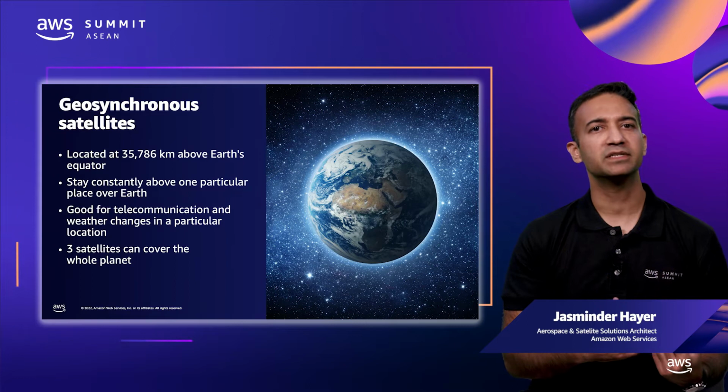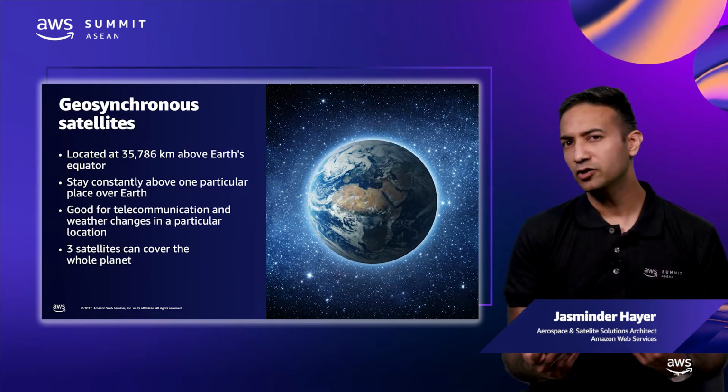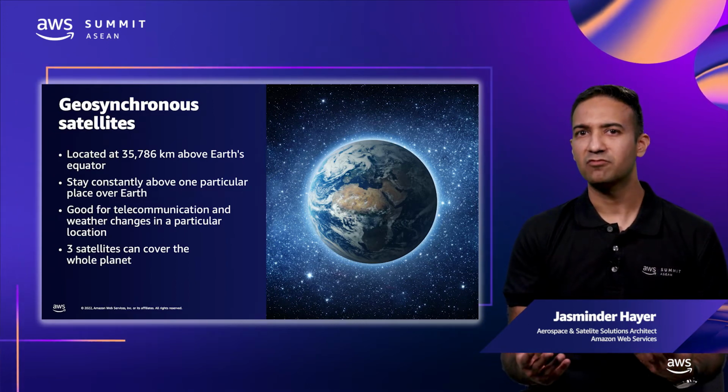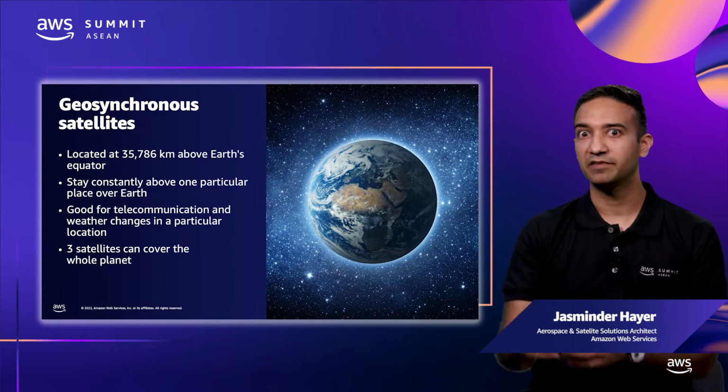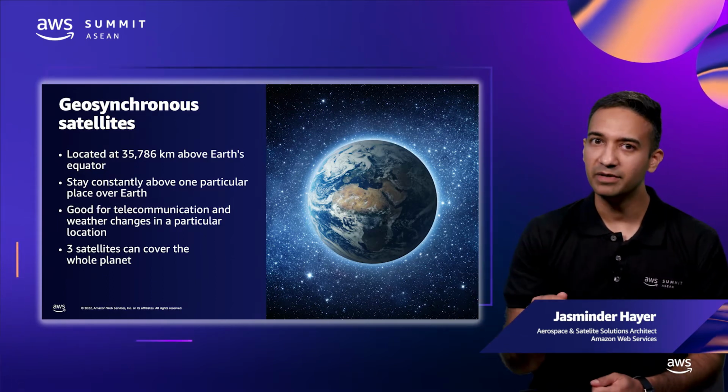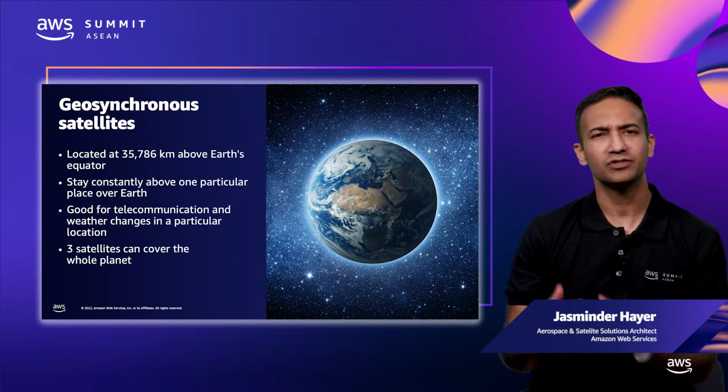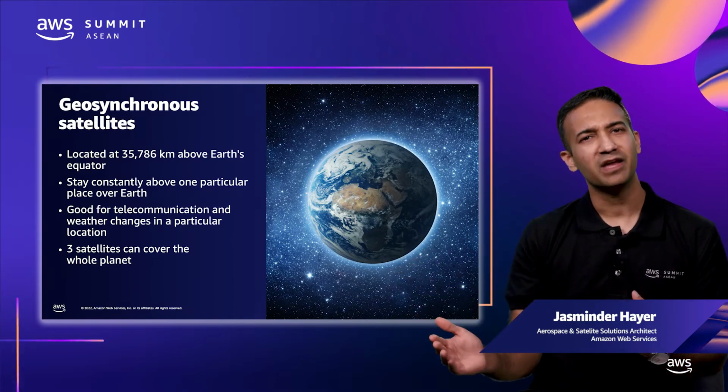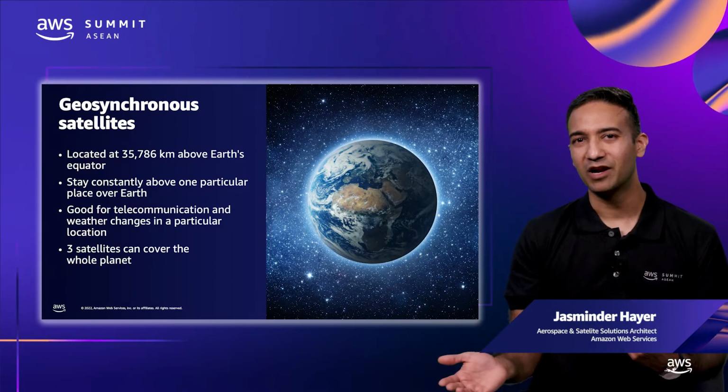If you come back to our persistent observation problem, then you'll say that these satellites may be great because they're always on top of the same region. But their image resolution is not so great because they're so far away. So maybe they are still not the solution to our problem.